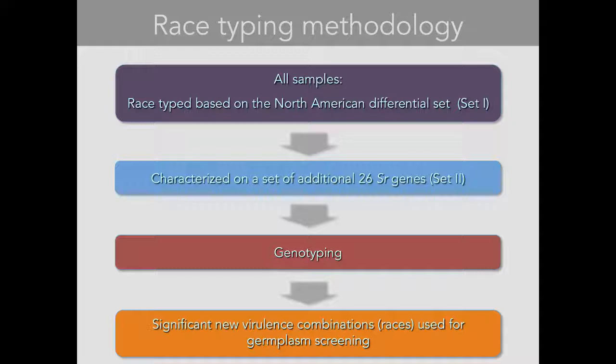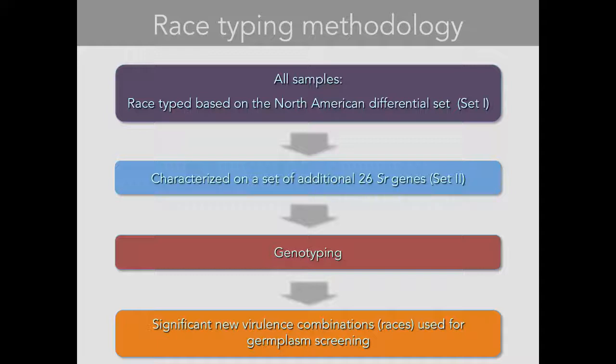So the first thing we do when we receive the samples is race type them based on the North American differential set. These are 20 resistance genes, and the result from them is this 5-letter code that we use to race type each of the races. In addition, we characterize these races on a set of 26 wheat and barley resistance genes. This is really important because it provides us a broader picture of the virulence spectrum of these races, in particular to critical genes that are not present in the differential set.